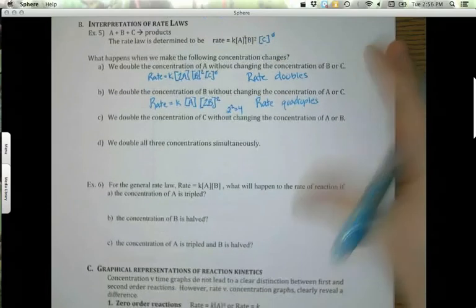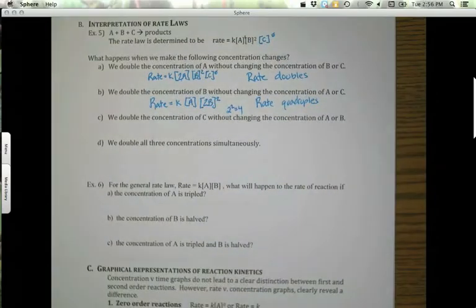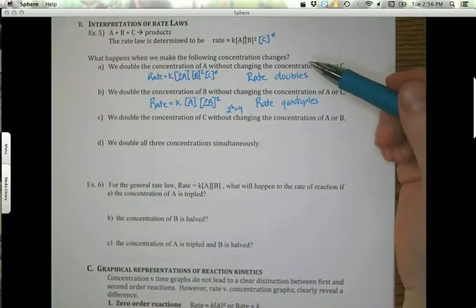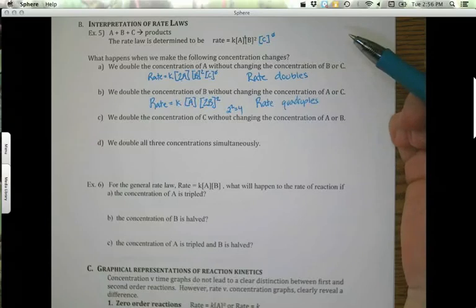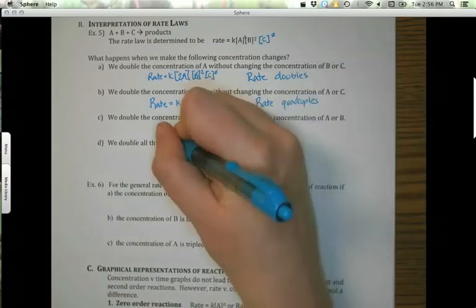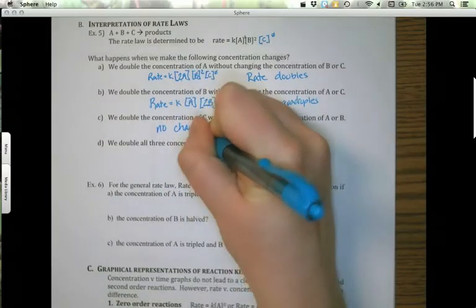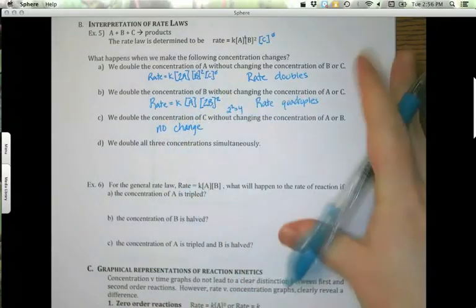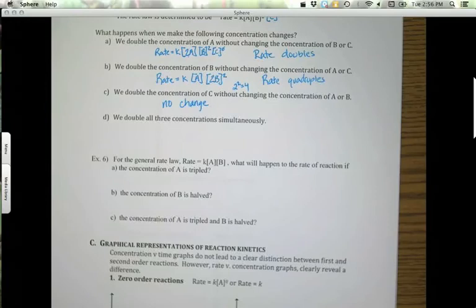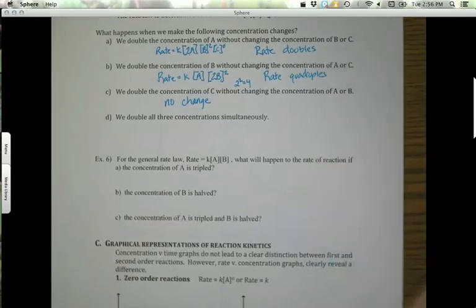Okay, what if we double the concentration of C without changing the concentration of A or B? Well, C is raised to the 0 power. Anything, no matter what it is, raised to the 0 power is 1, which means we will not have a change here. Okay. And D, what happens if we double all 3 concentrations simultaneously?